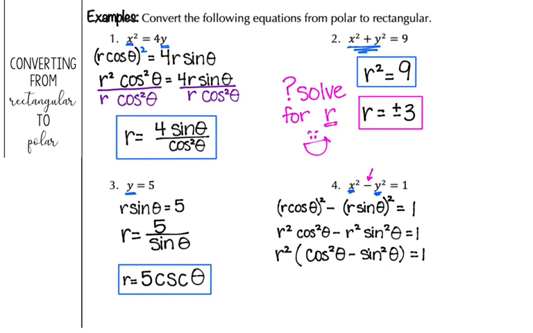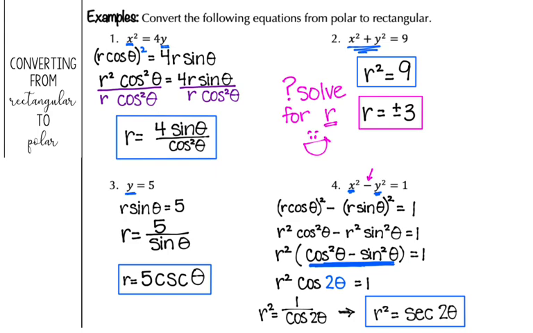I'm going to factor out the r squared. And now I could look at this and you could divide both sides by cosine squared minus sine squared. But I remember we had an identity that said cosine squared minus sine squared was cosine of 2 theta. So now I'm going to divide both sides by cosine of 2 theta. And remember, 1 over cosine is the same thing as secant. So I could say r squared equals secant 2 theta.